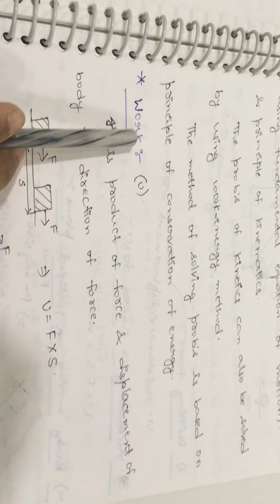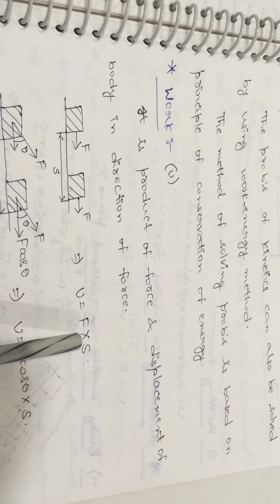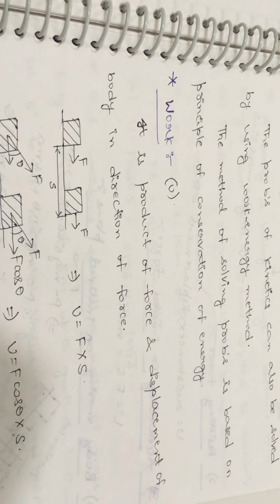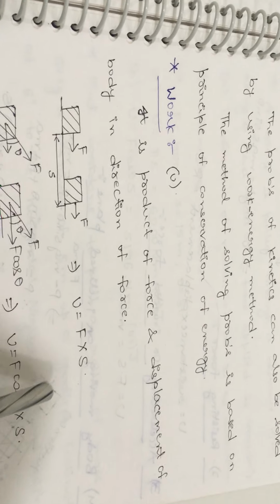Now coming to the first concept, work done. What is meant by work? It is nothing but the product of force and displacement of the body in the direction of the force. In simple words, the product of force and parallel displacement. We all know that force into perpendicular displacement is nothing but the moment of a force. In place of the perpendicular distance, if we use the parallel displacement, then that quantity is the work done. So work done is equal to force into parallel displacement and it is denoted by U.